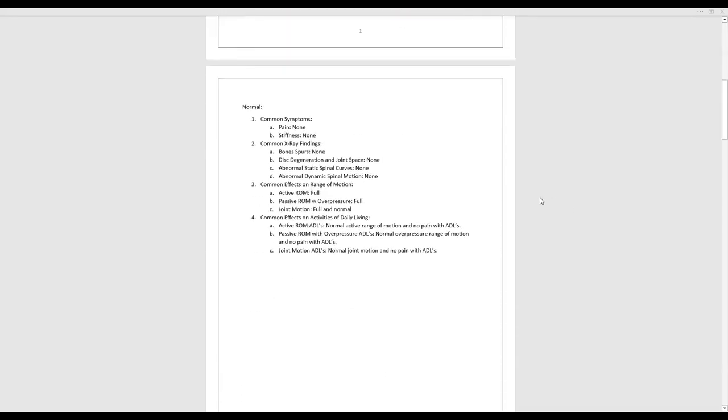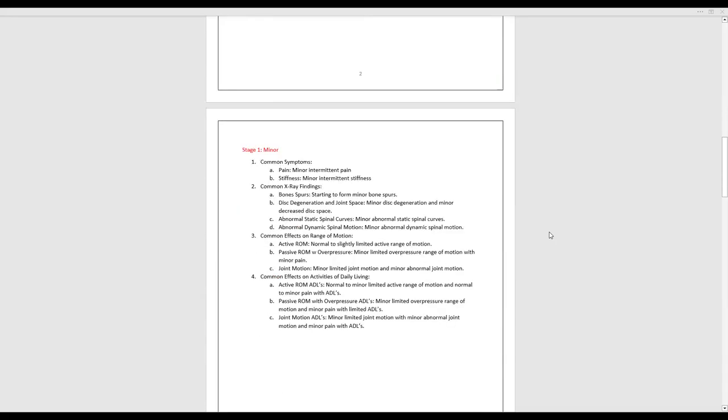And then I come down here and I went into what normal would be with symptoms, what would x-ray findings show, what would the effects of range of motion be, and what would the effects of activities of daily living be, with all three ranges of motion: active, passive, and joint motion.